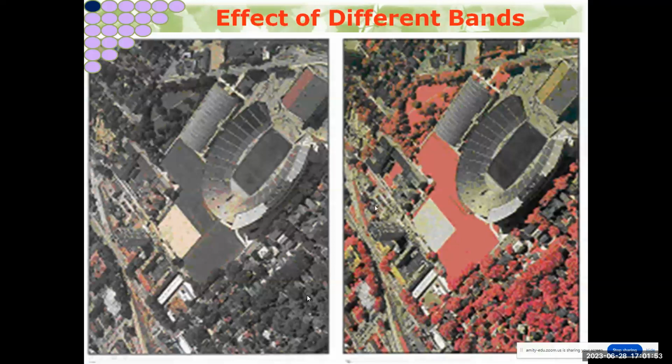See here, the effect of the different bands. This is panchromatic data, which is black and white, and this is color data, which is multispectral data. So for the same data, if you take one band, it will show black and white, and if you take different bands, then it will show some colors.